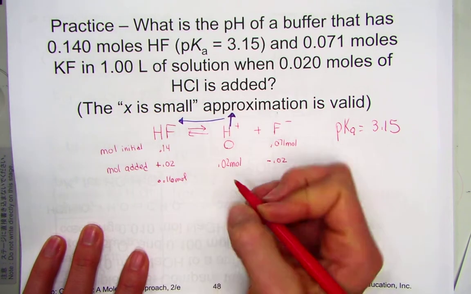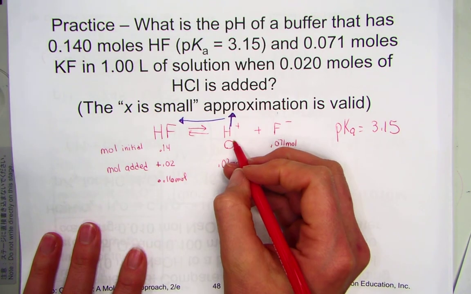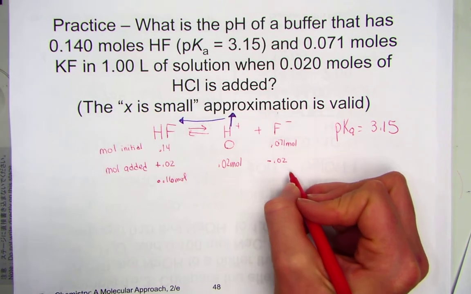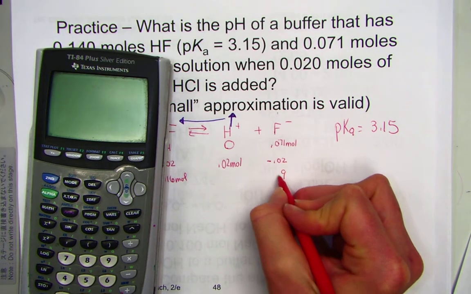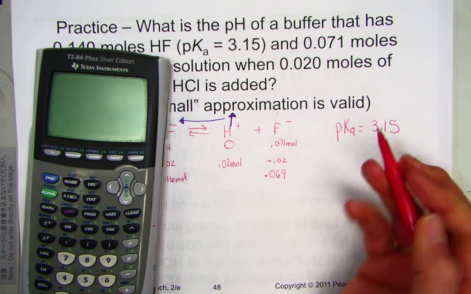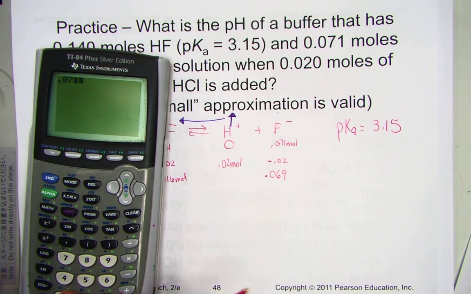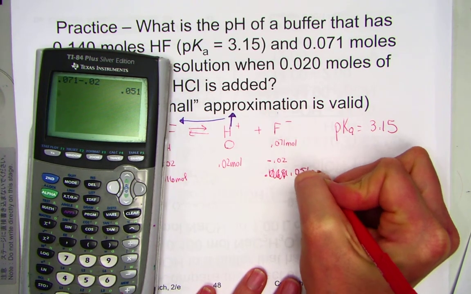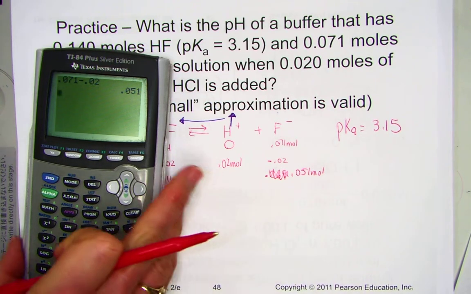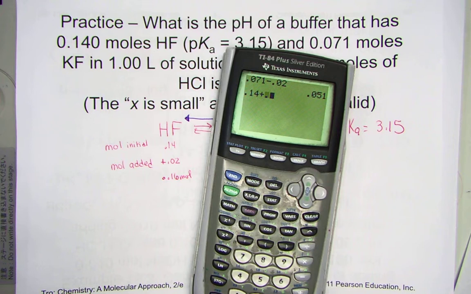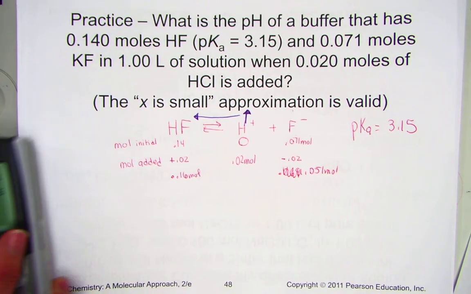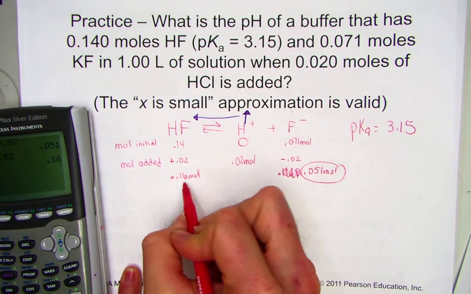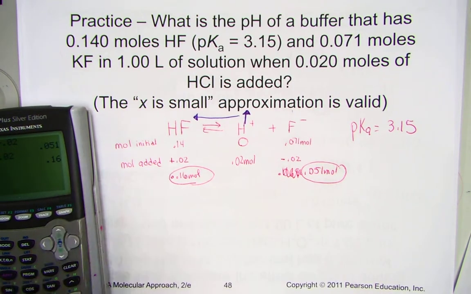I double dotted my decimal, sorry. The fluoride now got consumed, so I was just doing math in my head. 11 minus 2 is 9, so that's 0.069 moles. No, that's not right. 0.071 minus 0.02 is 0.051 moles, which makes me check here. 0.14 plus 0.02 is indeed 0.16. We want to know the base and the acid after the stoichiometry has been done.